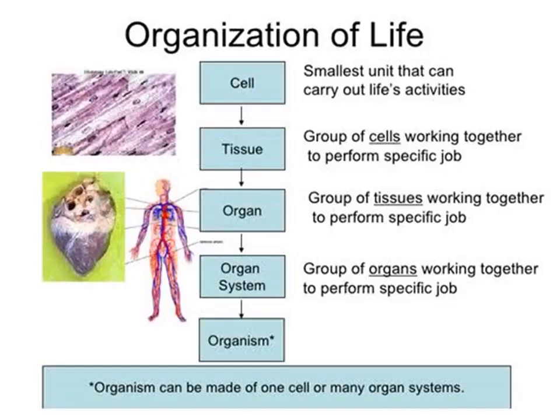Now if any student has any doubt in any of the topic, you can see the summary. So what is cell? Smallest unit that carries out life's activities, that is cell. Now group of cells, they work together, they form tissue. Then group of tissue work together to form organ. Group of organ work together to form organ system. And that organ system finally forms an organism. So this is how the organization of life is there. Now this organism, it can be made of one cell or many organ systems.